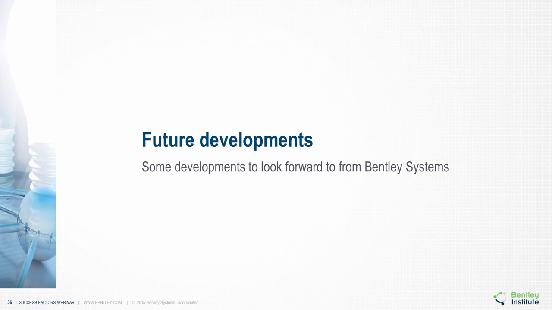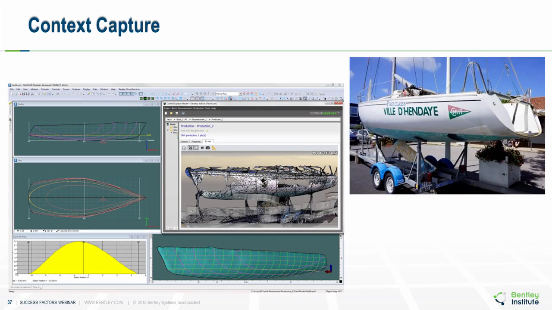I'd like to share with you some of the future developments that we're working towards at Bentley Systems. Context capture is a very interesting product. From a number of photographs, it can generate a triangulated mesh of a 3D object. So here I have an example of a sailing yacht that was in a marina in Hendaye in France, and I took about 150 photographs of one side of the hull. And then you can see on the screen the tessellated reconstruction that was created by context capture, and also the imported model in MAXSURF. And you can see we're able to calculate hydrostatics, for example the sectional area curve.